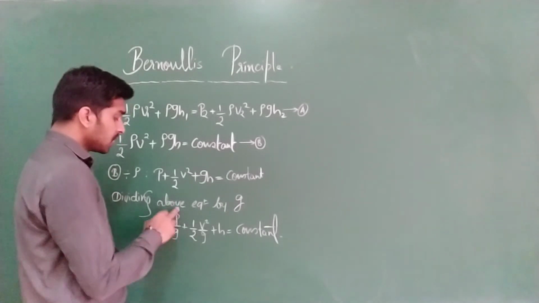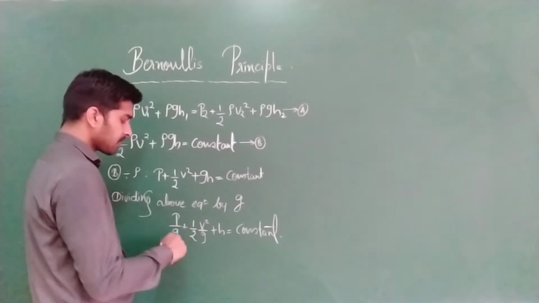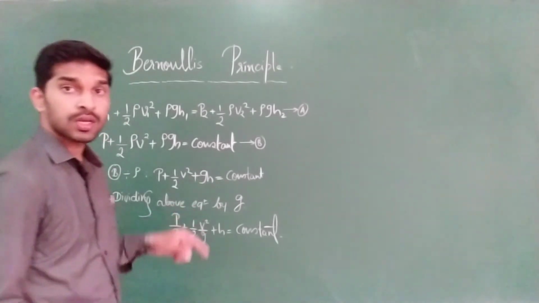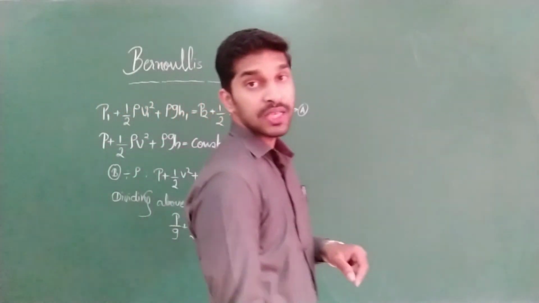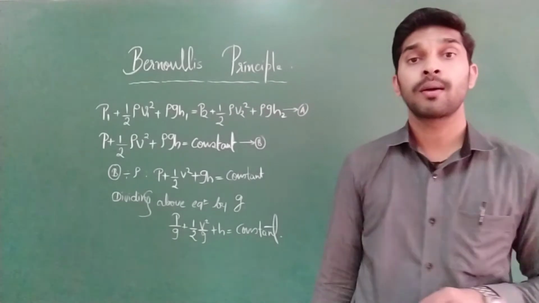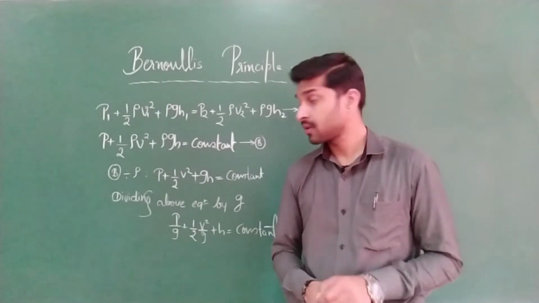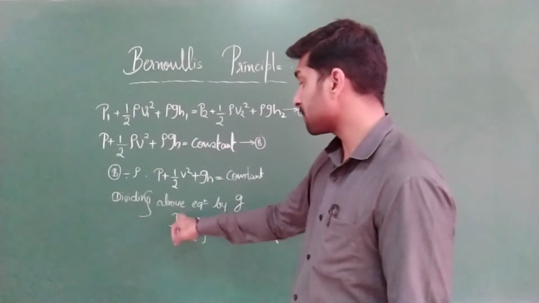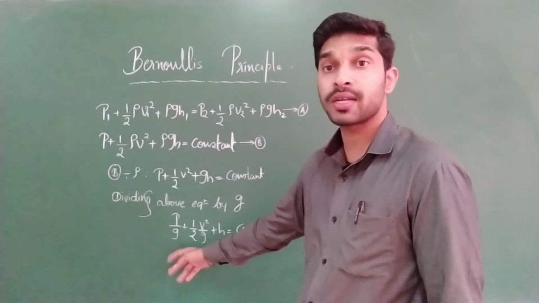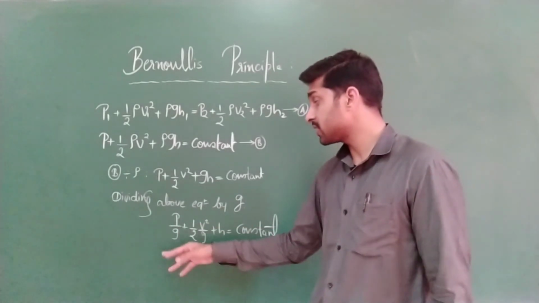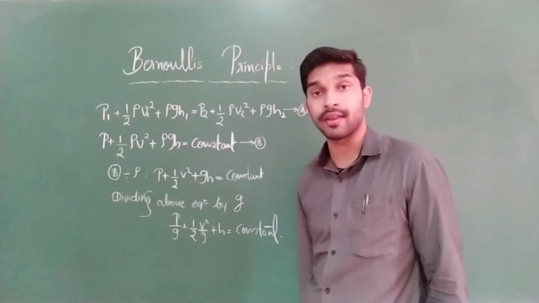Clear? So in this first term, what is the numerator? The numerator is P. P stands for what? Pressure. So this complete term P by G is known as pressure head. Clear? P by G is known as pressure head.